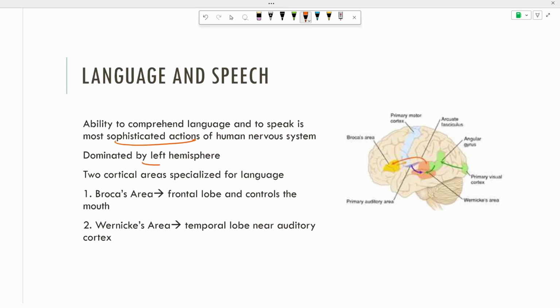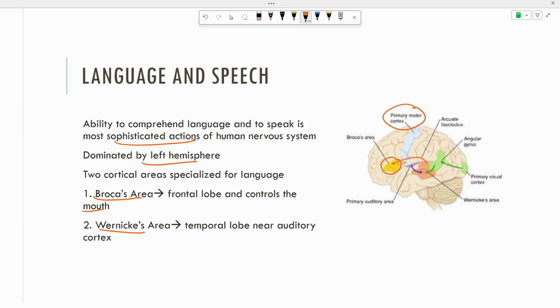Speech is dominated by the left hemisphere. So your left hemisphere controls the majority of your speech and your hearing understanding. We have two main areas, Broca's and Wernicke's. Broca's is in the frontal lobe and controls the mouth. So this is a motor function. And also if you look where Broca's area is, right near the primary motor cortex.